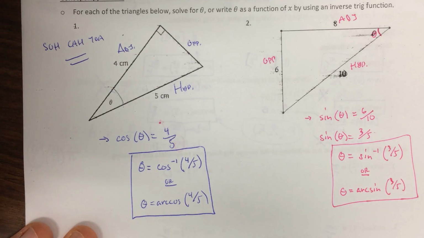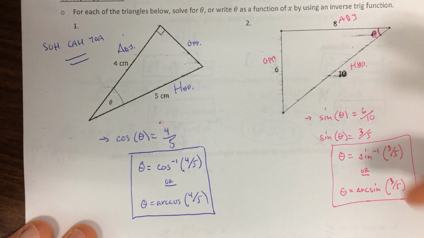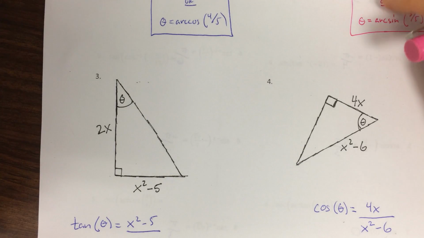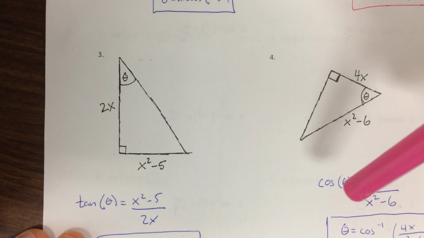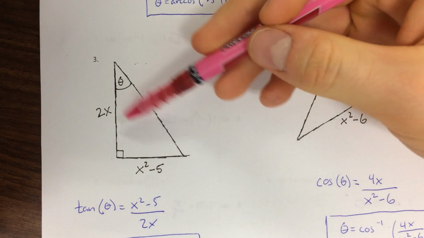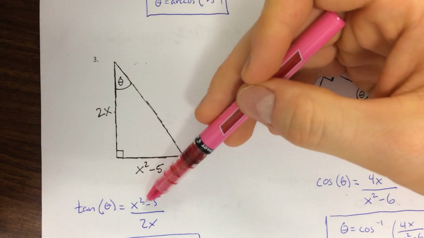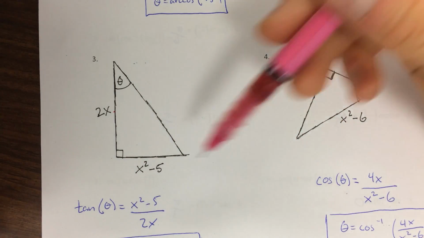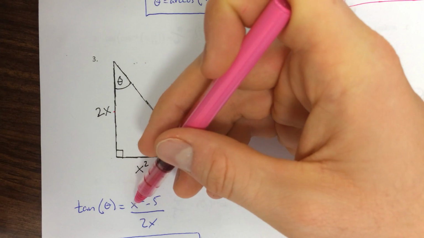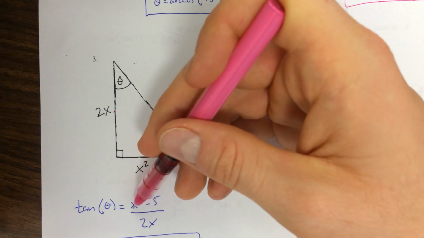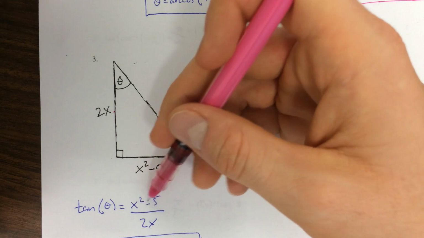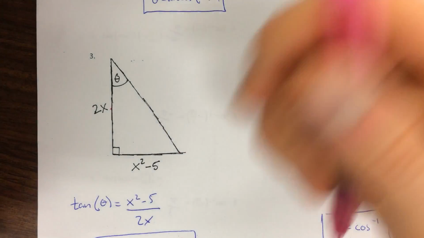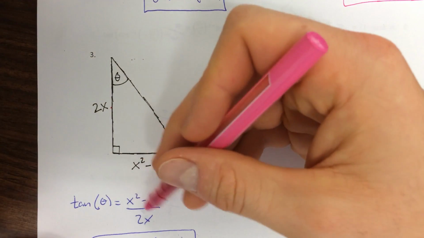Now I already worked out 3 and 4, but I'm going to go ahead and show those solutions and explain what's happening. So 3 and 4 are the same thing, we just have x values. In this problem we're given the opposite and the adjacent, so we can write tangent of theta as this. Now we want to simplify if possible. Here it'd be tempting to cross out the x's, however this x squared is tied to the 5 through subtraction. It's not a factor, it's not factored, and so we can't do that.